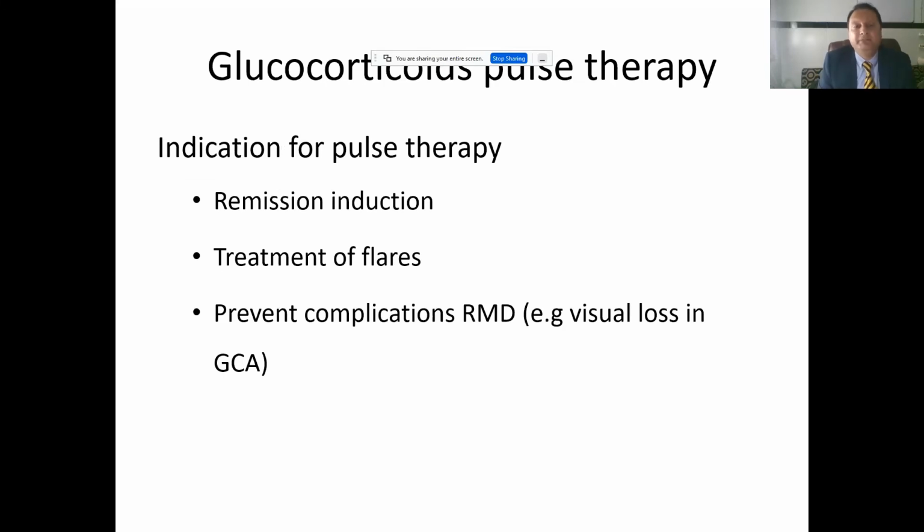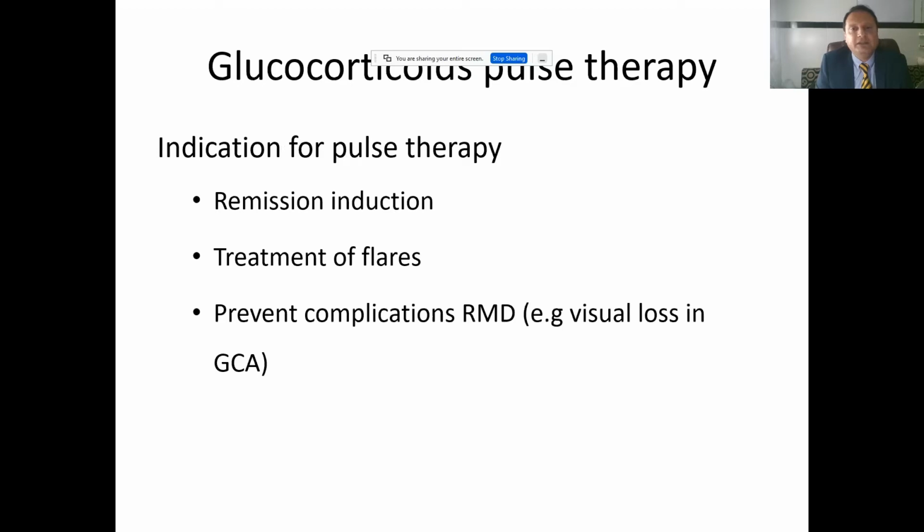Now, what is pulse therapy? Pulse therapy, as we said, is when the dose is more than 250 milligrams of prednisolone. And this is used in remission induction, treatment of flares, and prevention of complications in RMDs, for example, visual loss in giant cell arteritis.